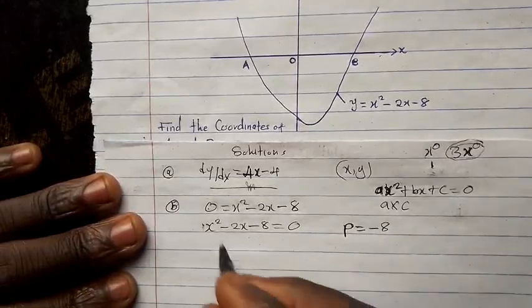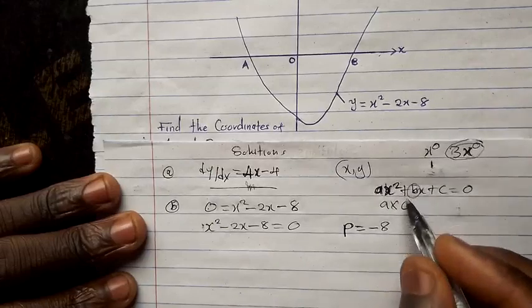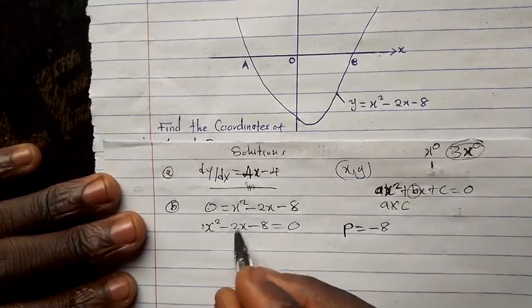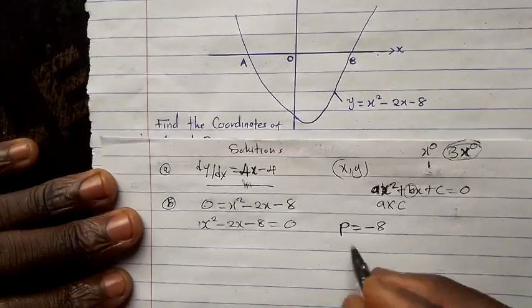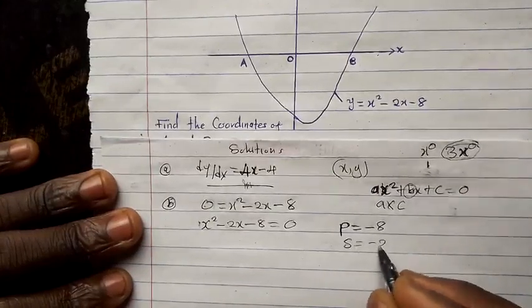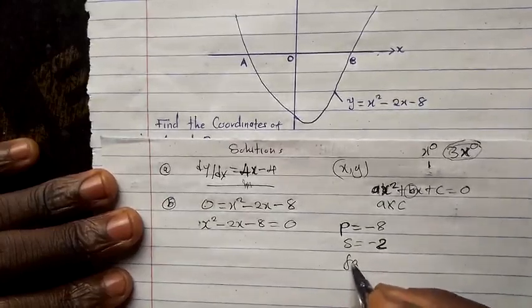Then the sum here, you take the value of b. So in this case here, the value of b is this one here, which is having the variable to the highest power of 1. So the sum here is negative 2. Okay.